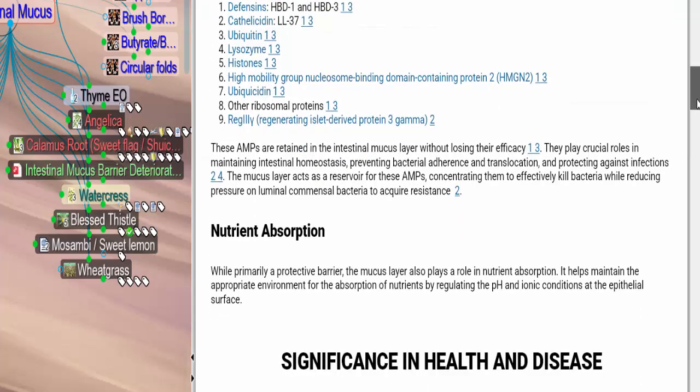As far as nutrient absorption, while it's primarily a protective layer, the mucus layer also plays a role in nutrient absorption.